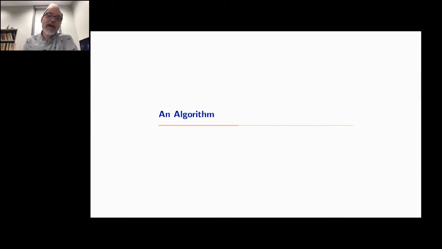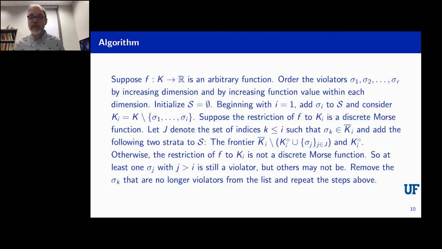So here it is. Suppose you have some function on your complex. This algorithm will spit out a stratification for which the function you started with is a discrete stratified Morse function. Now, in the worst case, it's possible that the stratification becomes completely trivial, like every simplex is its own stratum piece. I haven't run into one, but in that case, you didn't help yourself very much.